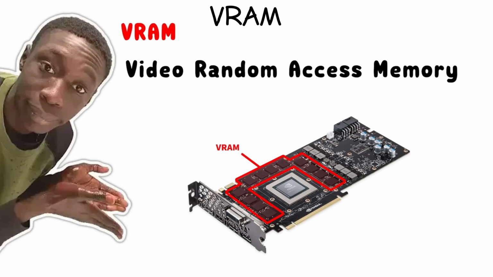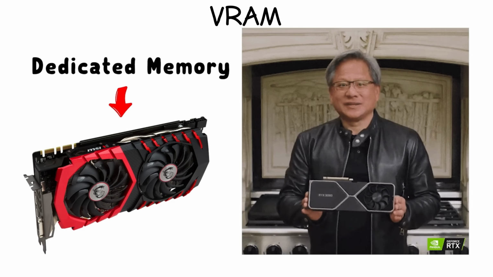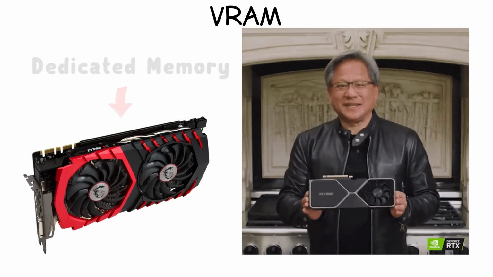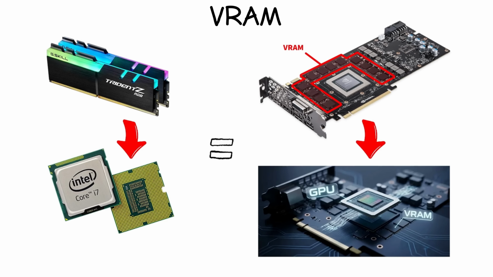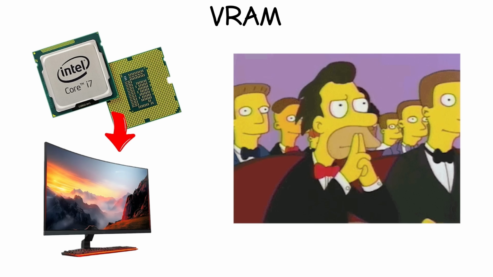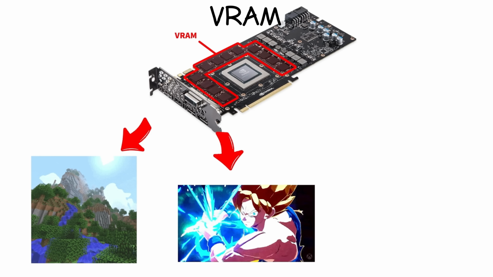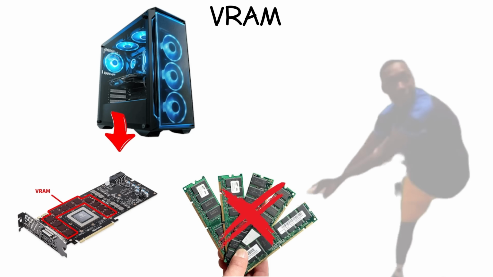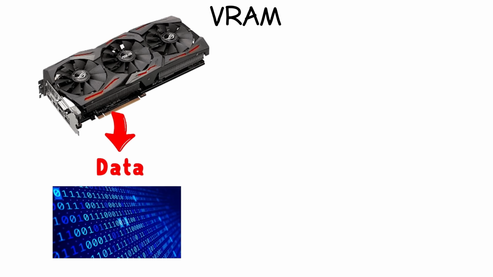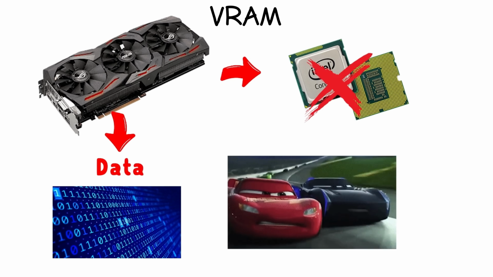VRAM. VRAM stands for Video Random Access Memory, and it is the dedicated memory on your graphics card. While regular RAM serves the CPU, VRAM serves the GPU, the processor responsible for rendering everything you see on your screen. VRAM stores textures, frame buffers, and 3D model data. Having this memory separate from system RAM means the GPU can access its data without competing with the CPU for bandwidth.